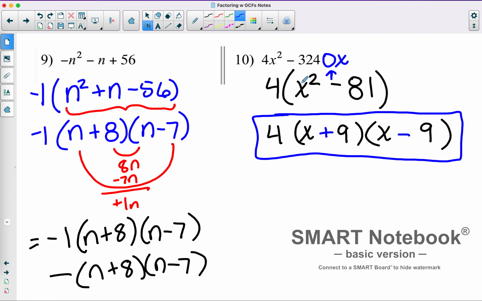That's because that x squared minus 81 was a difference of squares, which we talked about in the other video. I'll do a whole video just on these in case you need it.